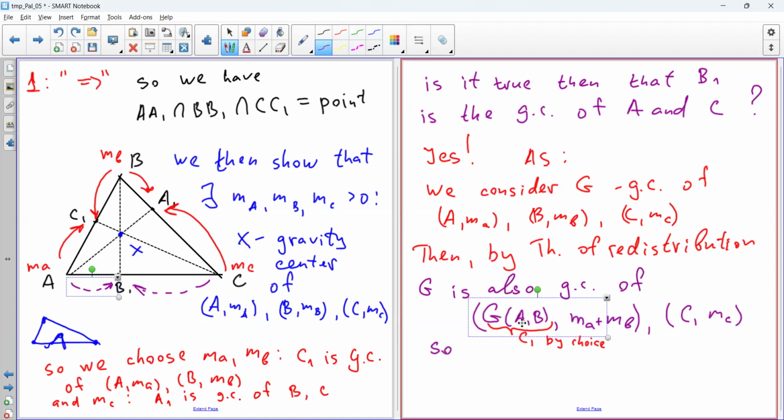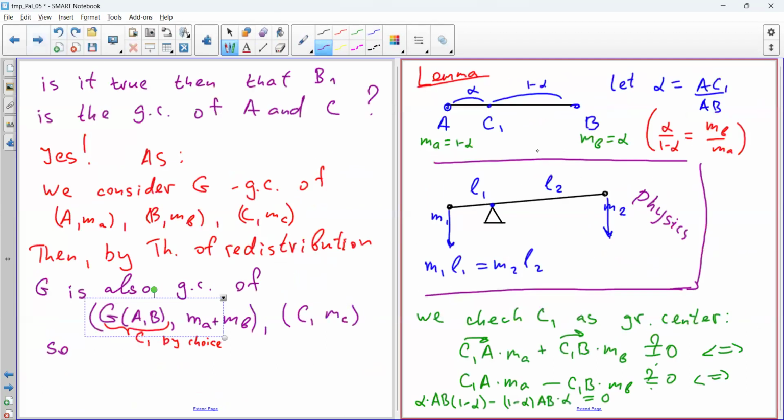But then, as G is the gravity center of these two points, that means that it belongs to the straight line between those points. We could observe that here, though it may also be some auxiliary statement to prove, but it's more or less clear, because you can easily check that if the point is not on the straight line, then the sum of the weighted segments, at least if we have positive weights, would not be on the line, basically.